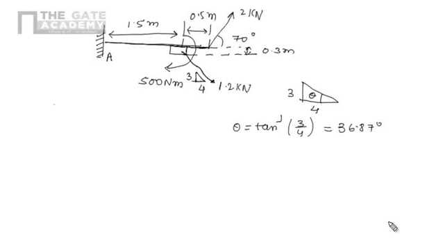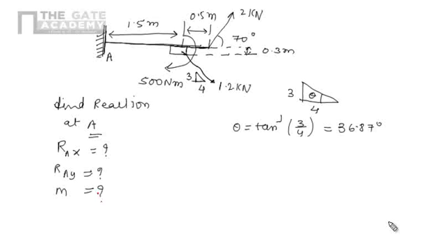By this way we can easily find the angles. Now our main objective is to find the reaction at A. We have already discussed in theory that there are various kinds of beam, and if we consider the cantilever beam, then A is the fixed joint, and with the fixed joint there will be a horizontal reaction, a vertical reaction, and a moment. So we are interested in RAX, RAY, and the moment. So there are three unknowns.